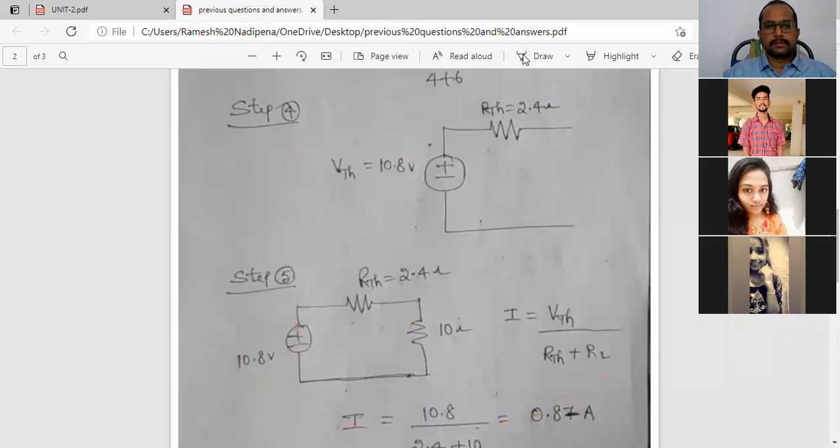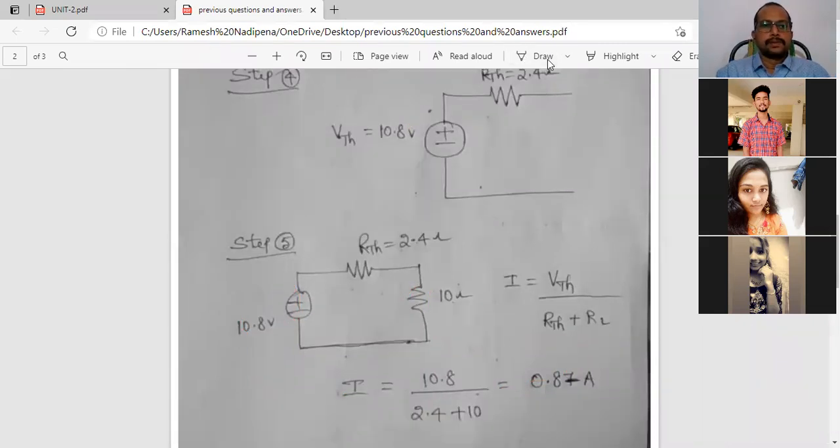Sir, show the second step, sir. Okay, okay, wait, my students. This is step number 4. Connect VTH in series with RTH. So these two are connected in series.